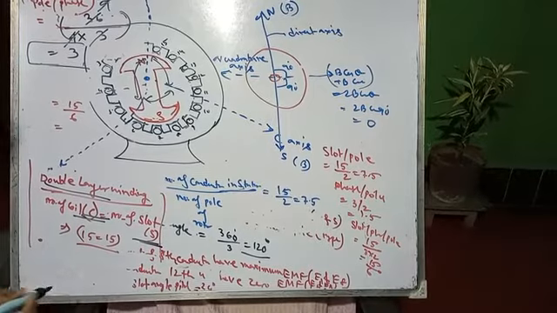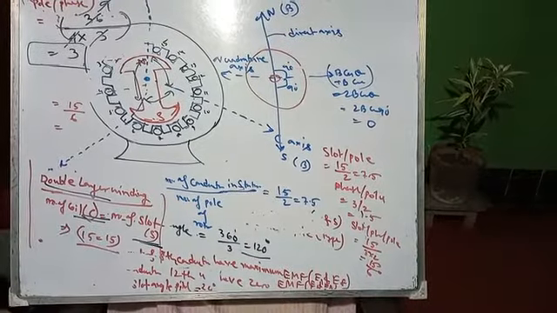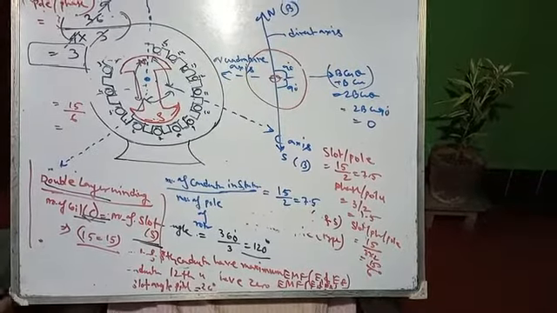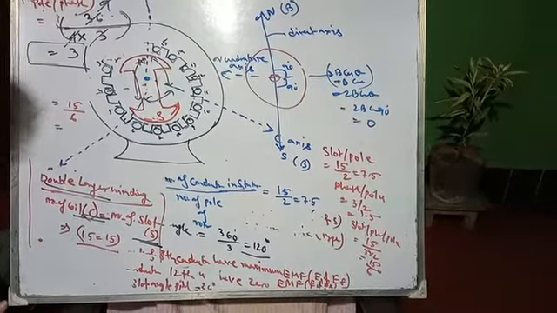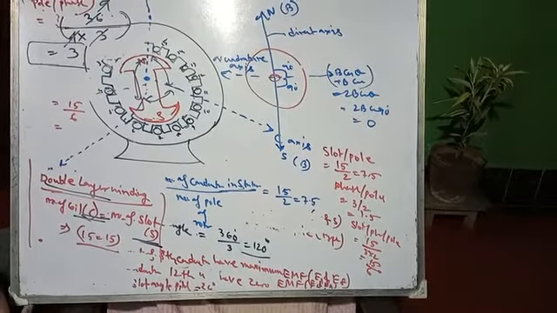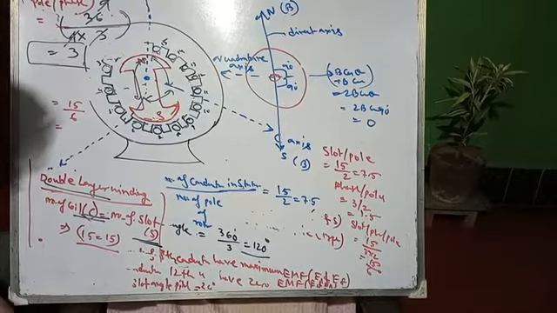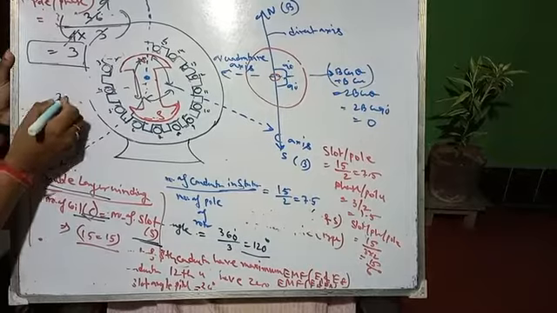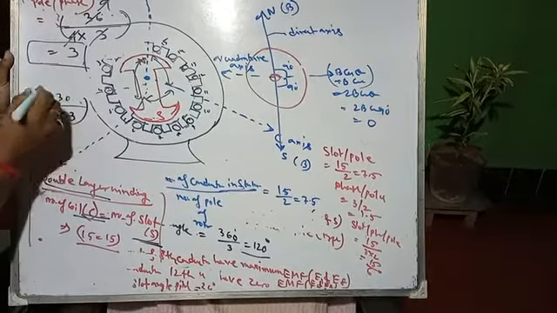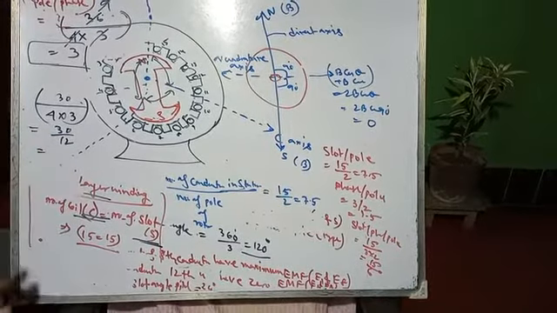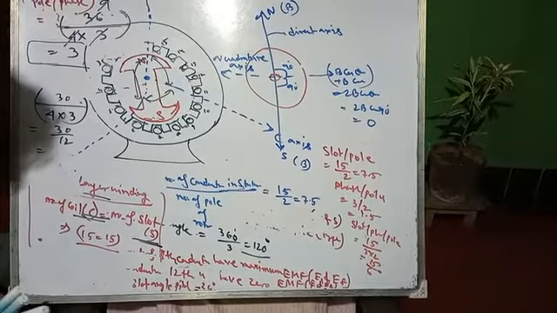Okay, so next, write: a 3-phase winding with 30 slots and 4 poles, then calculate the slots per pole per phase. So 30 slots with 4 poles and 3 phases. Your result will be 30 by 12. So it will be a fraction, 2.5.